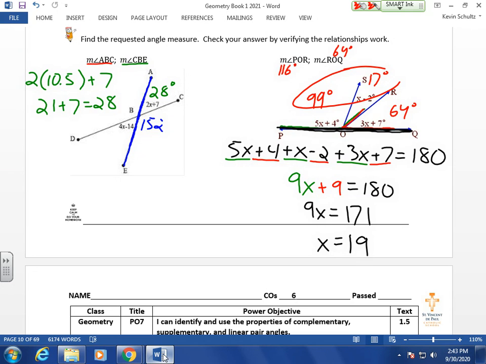On page 29, I would like you to do 22 through 26, and then 29 through 38. It's not that bad. It's like 13 questions. And you have till Friday to do it.